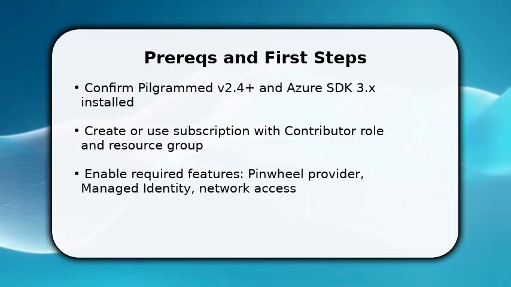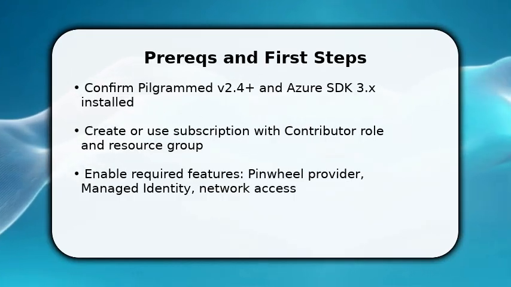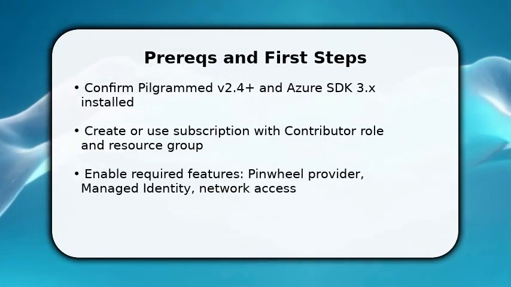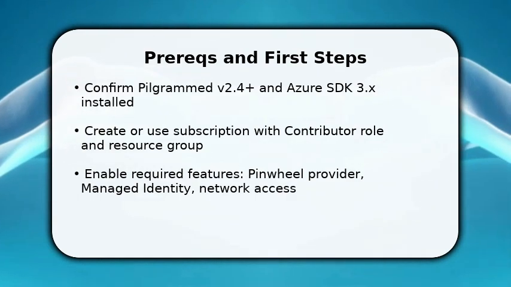Next, create or pick a resource group close to your target region. Then enable the Pinwheel provider and allocate a user-assigned managed identity for Pilgrimmed. Finally, open the network endpoints needed so Pilgrimmed can call Azure APIs. This avoids permission or connectivity failures early.